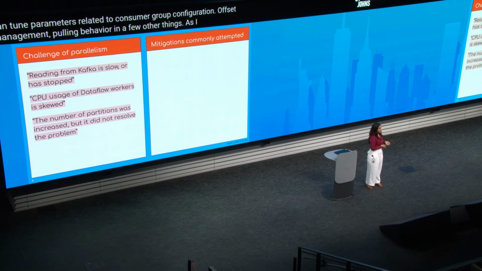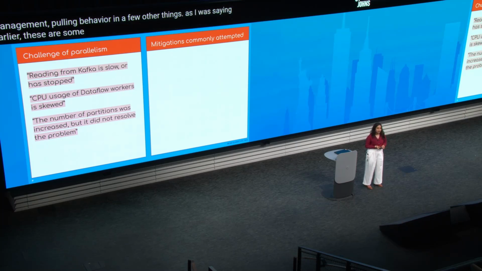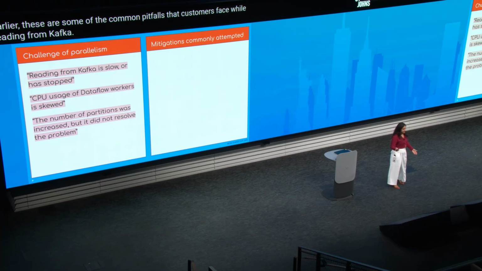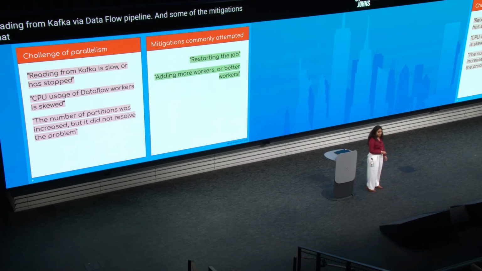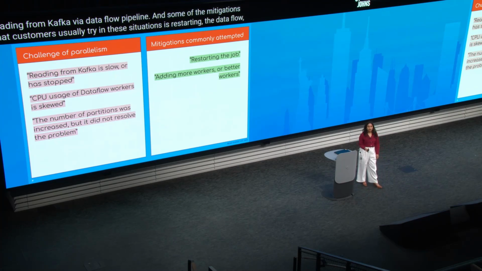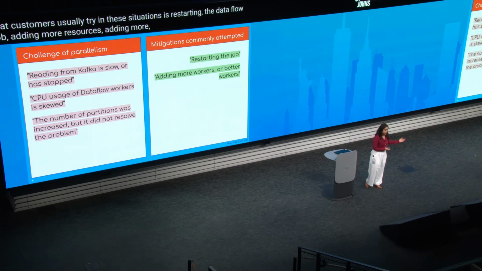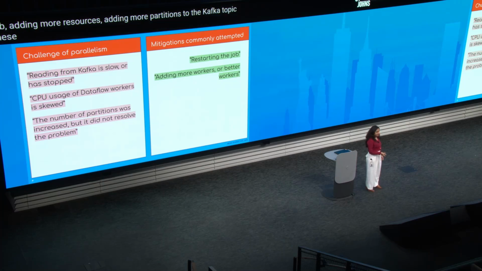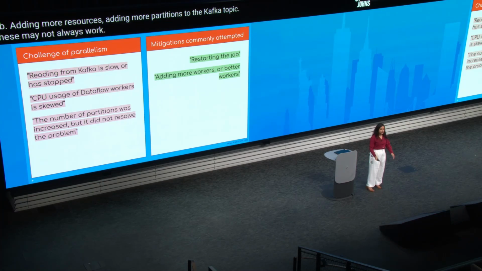As I was saying earlier, these are some of the common pitfalls that customers face while reading from Kafka via a Dataflow pipeline. And some of the mitigations that customers usually try in these situations are restarting the Dataflow job, adding more resources, adding more partitions to the Kafka topic. These may not always work. What can we do instead?